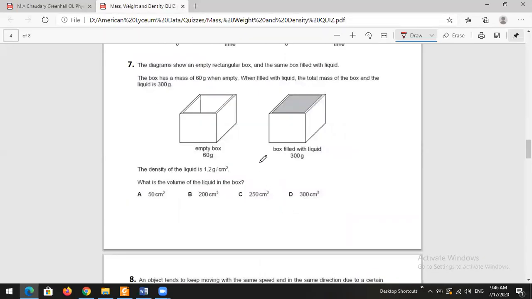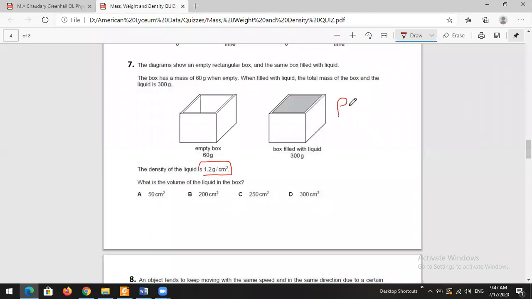Number 7. The diagram shows an empty rectangular box and the same box filled with liquid. The box has a mass of 60 grams when empty. Clear? When filled with liquid, the total mass of the box and the liquid is 300 grams. The density of the liquid is this. So what is the volume of the liquid in the box?